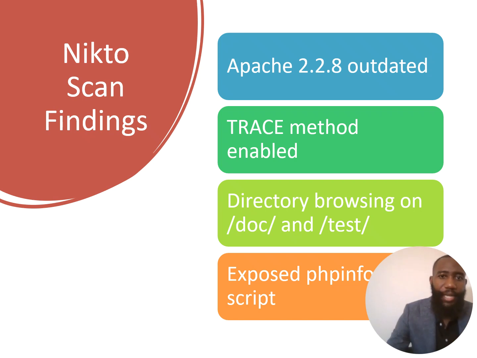Nikto revealed an outdated Apache 2.2.8 server running, which is no longer supported with security patches. The TRACE HTTP method was enabled, exposing systems to cross-site tracing attacks. A phpinfo.php script was also found, which can leak detailed server misconfiguration information useful for attackers.